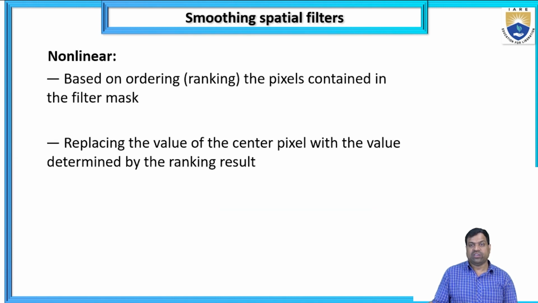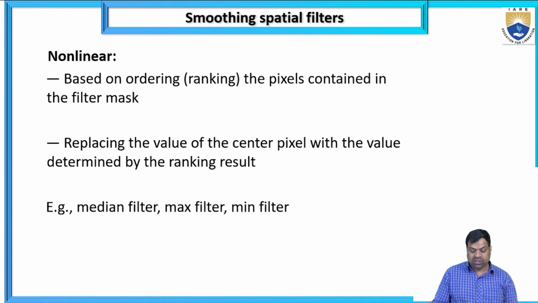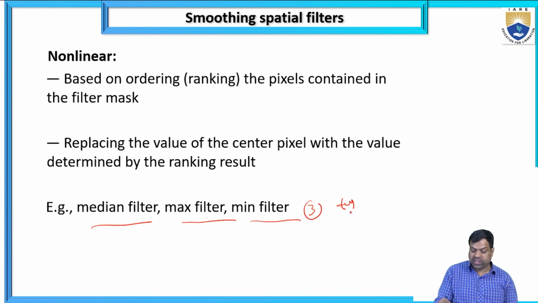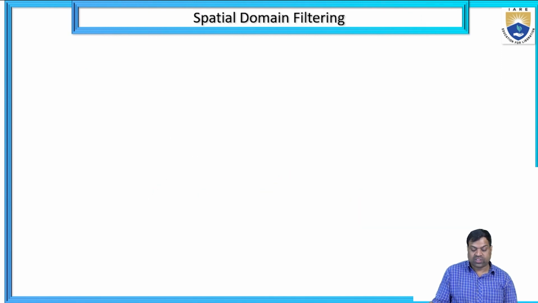And it is a non-linear filter based on ranking the pixels contained in the filter mask, replacing the value of the center pixel with the value determined by the ranking result. Examples are the median filter, maximum filter, and minimum filter. So these are the three types of non-linear filters: median, maximum, and minimum.